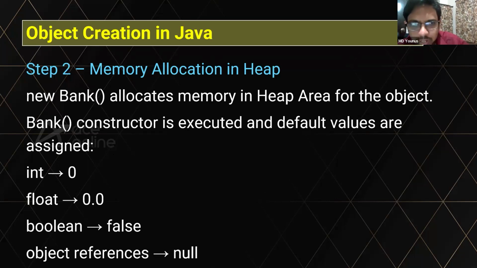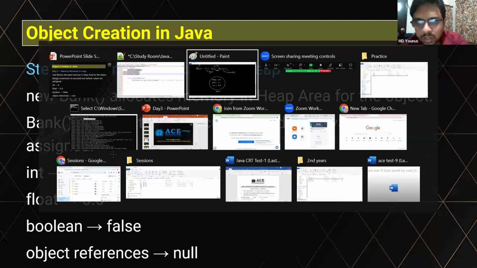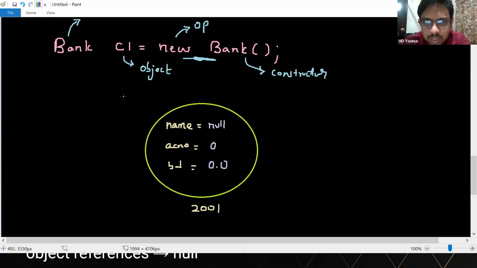What happens when you write this new Bank? This is very important. New is an operator which will allocate the memory. And the constructor gets called, the default constructor will execute and it will fill the default values to all the properties. Now this will be assigned to whom? C1. So C1 will be created and C1 will be referring to this particular object.